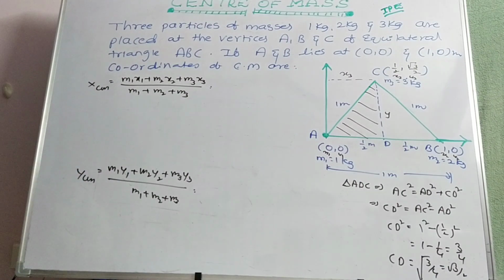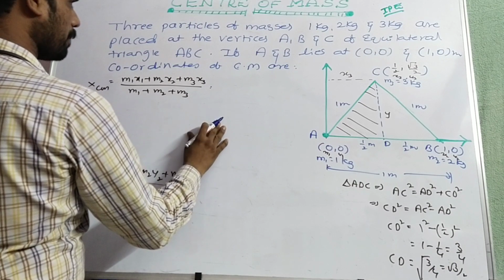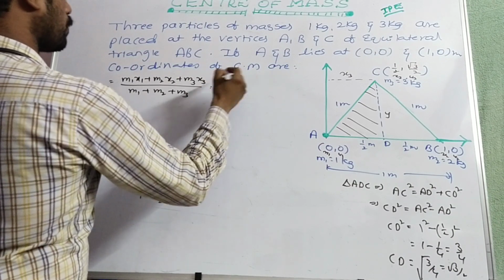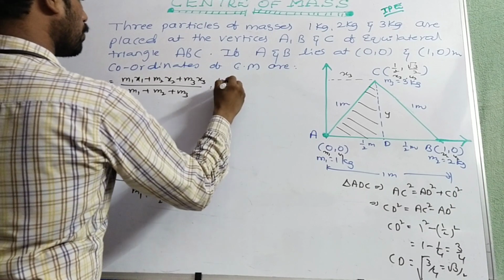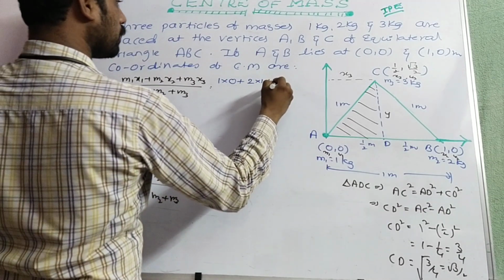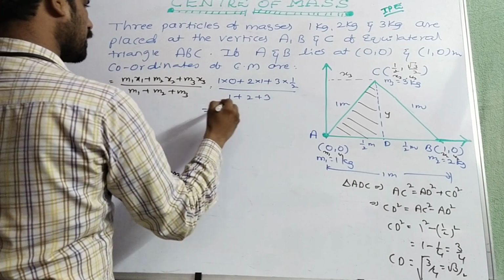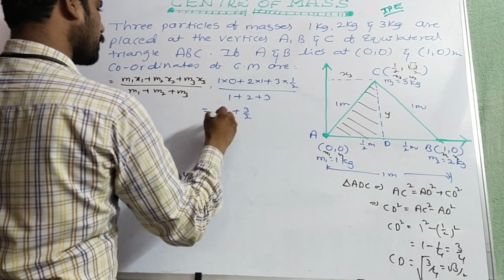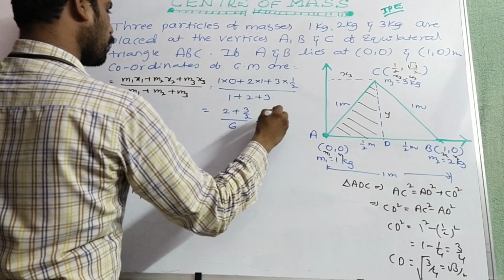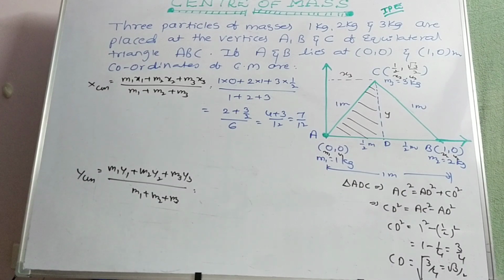Now, by substituting them in the given expression, we have M1x1. What about the masses? 1 into x1 which is 0, plus M2, 2 into 1, plus M3, 3 into 1 by 2, by 1 plus 2 plus 3. That is equal to 2 plus 3 by 2 by 6, that is 4 plus 3 by 12, which is 7 by 12. XCM is 7 by 12 meter.